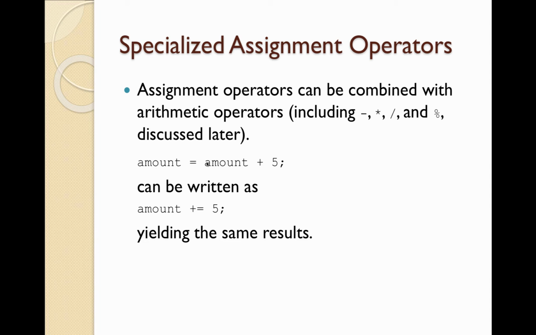It's so very common to do something like this that you can write it like this: amount += 5. No space in between the plus and the equal sign. You can also do minus equal, star or multiplication equal, divide equal, and modulus equal. Most people will write it like this and not like this, but they do accomplish the same thing.